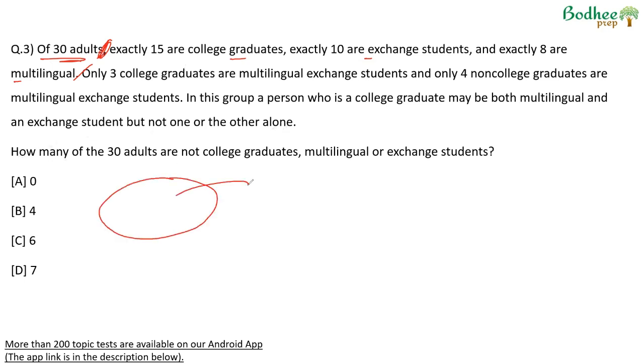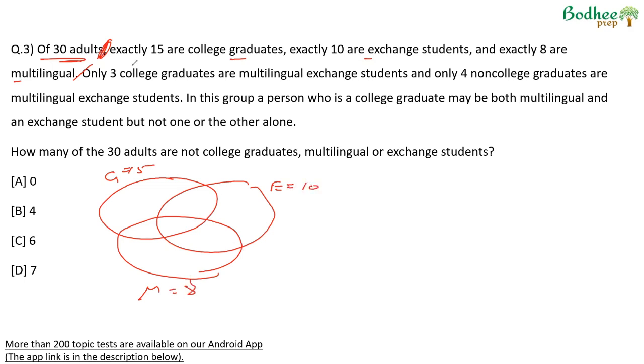Let us draw a Venn diagram here first. This is graduates, exchange students, multilinguals. Graduates is 15, exchange students is 10, multilinguals is 8. Only 3 college graduates are multilingual exchange students, so 3 are all 3. Only 4 non-college graduates, so not part of the graduate thing, are multilingual exchange students. So this will be 4 non-college but exchange and multilingual.